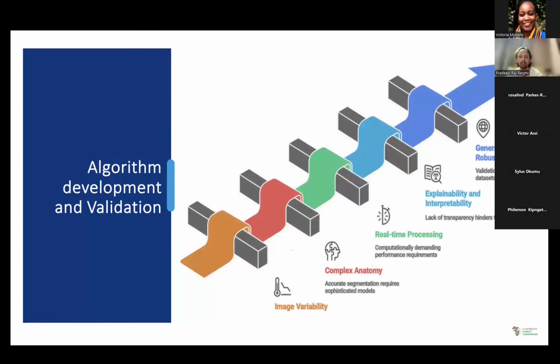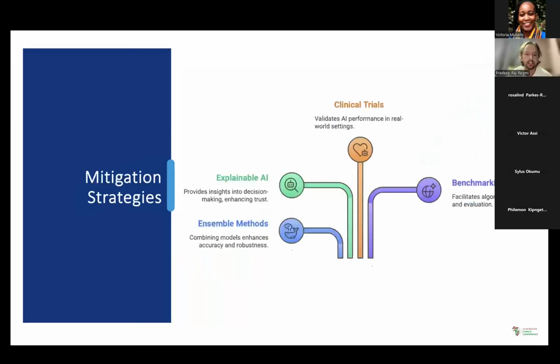So this can be an explanatory challenge, and generalizability and robustness is another. So this can be mitigated through different clinical trials or the ensemble methods combining models that enhance accuracy and robustness.